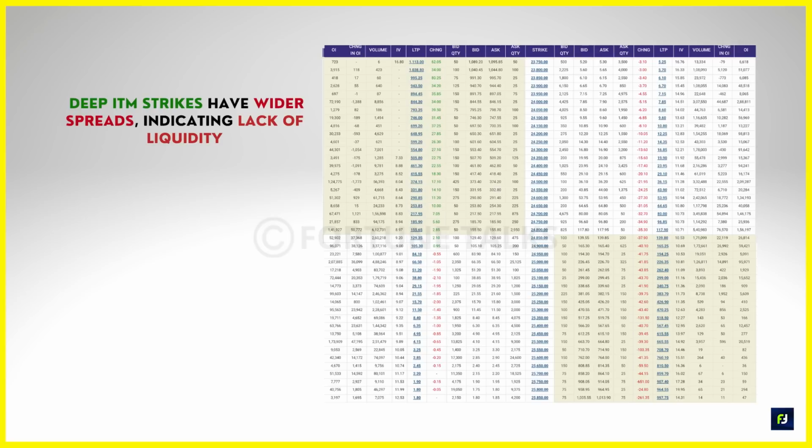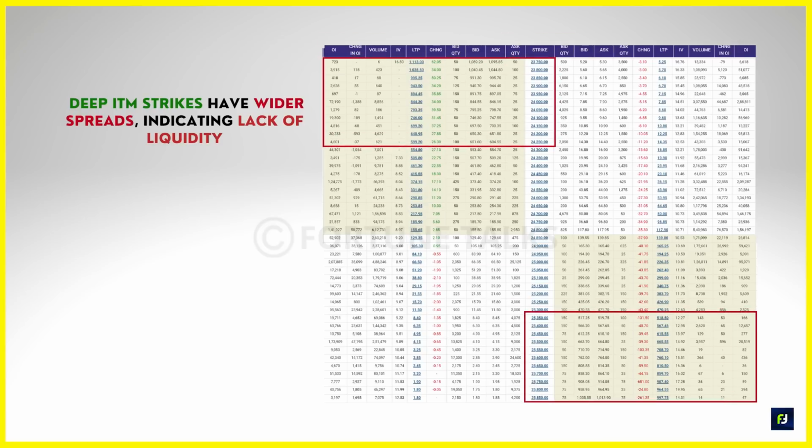Another observation that you can make is that as you move towards the deeper ITM strikes, the spread widens. The difference in bid and ask prices here is very big. This indicates lack of any activity or liquidity. So try to stay away from these deep in the money strikes.